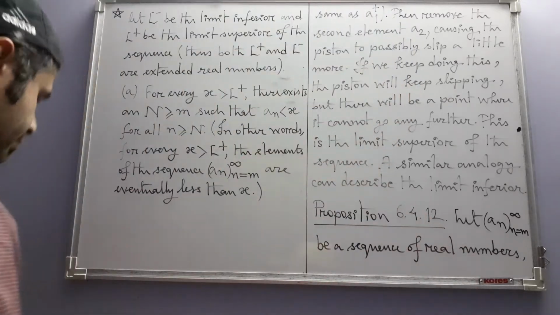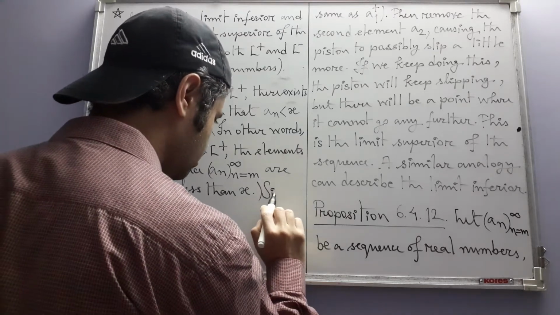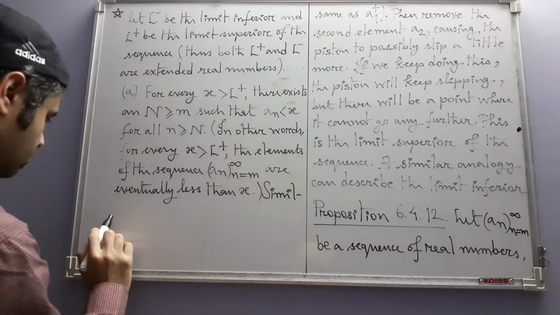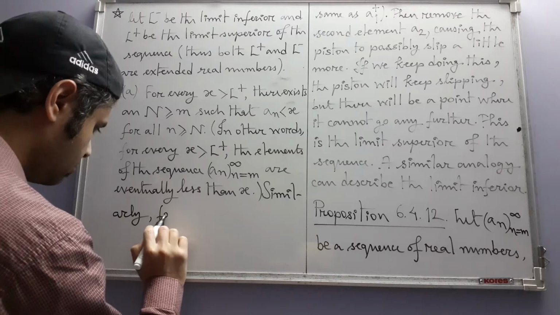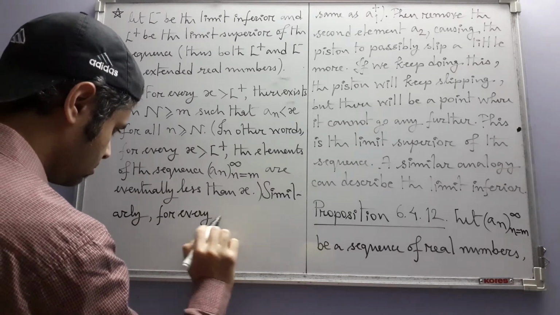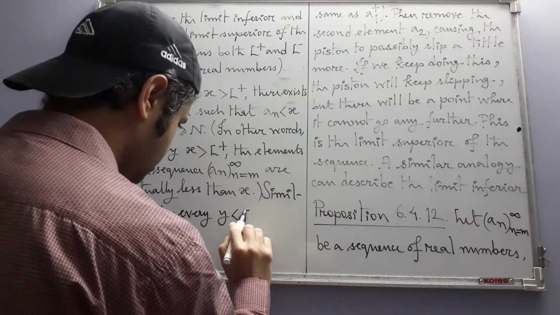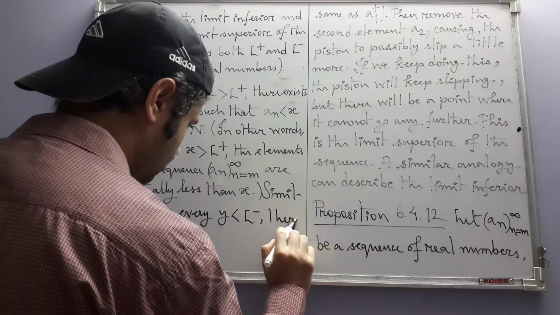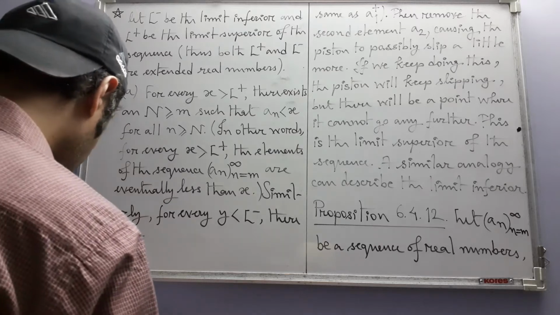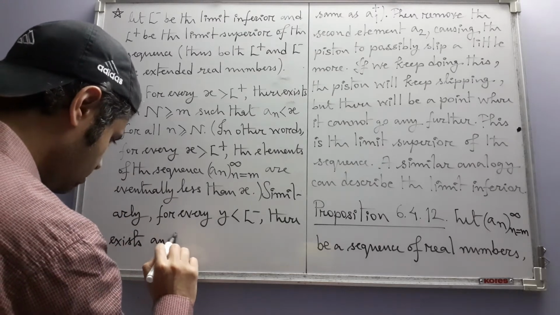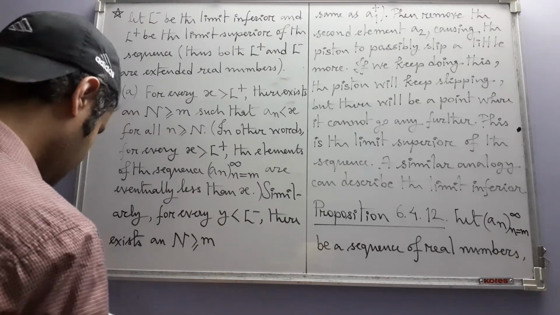And there is another similar one involving the limit inferior. Similarly, for every y less than L minus, there exists an n greater than or equal to m.